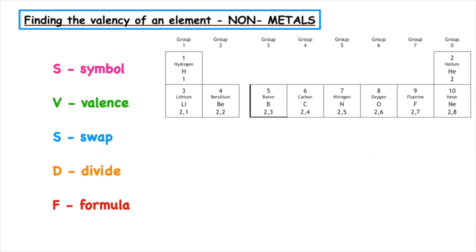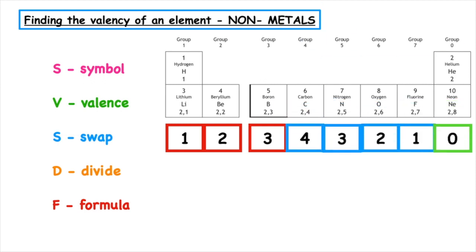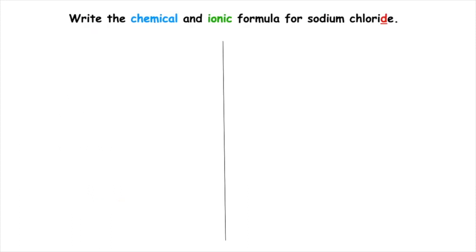The way that I remember the valencies going along from group 1 to group 0 is using a little song. The song goes 1, 2, 3, 4, 3, 2, 1, 0. So I'm going to go through a couple of worked examples showing you how to write the chemical and ionic formula for compounds ending in "ide".